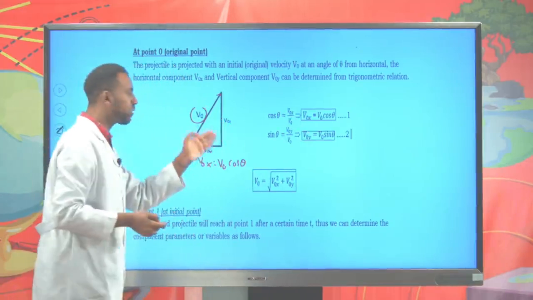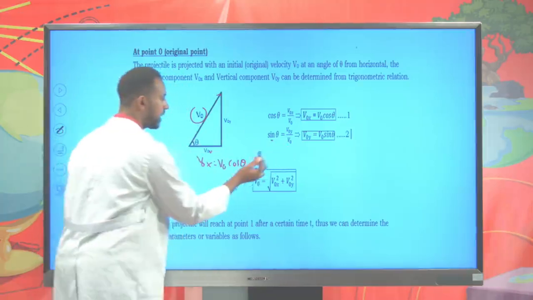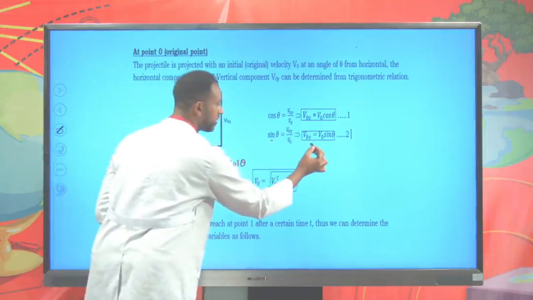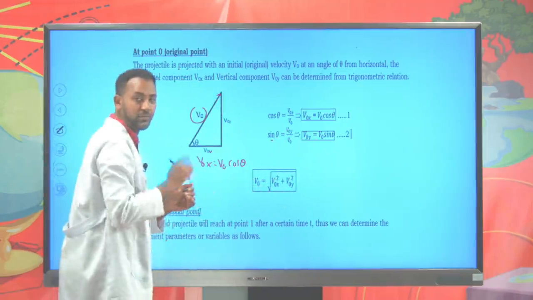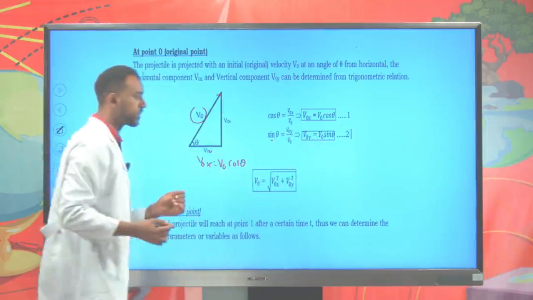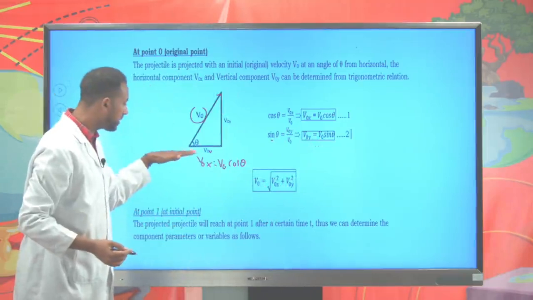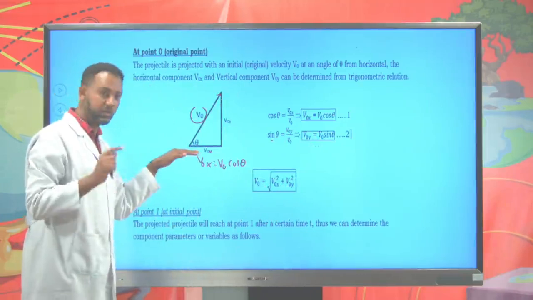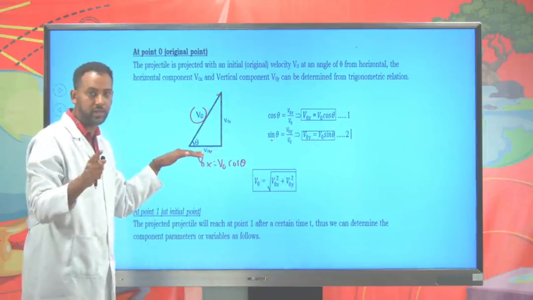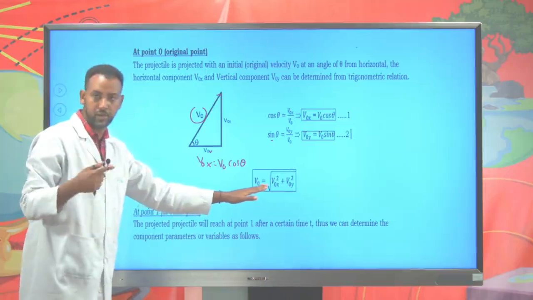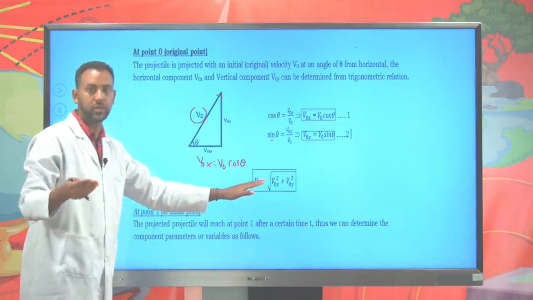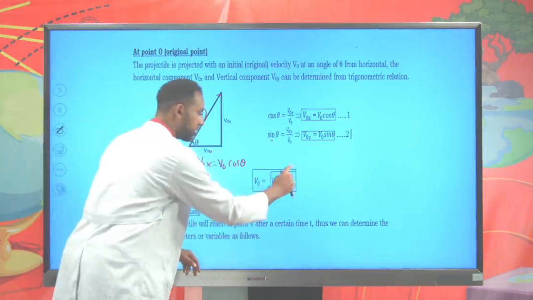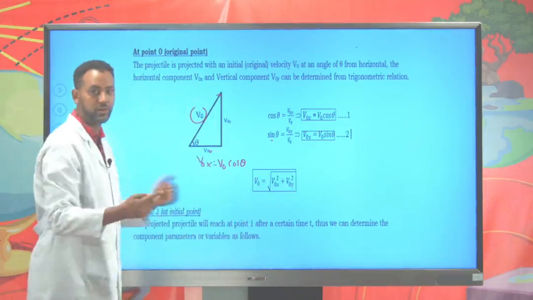And the vertical component of the initial velocity can be determined using sine. We know that sine is opposite over hypotenuse, therefore v0y over v0. When you cross-multiply, you find that the vertical initial velocity component is v0 sine theta. And one thing: the horizontal component and the vertical component are vector quantities, so you should not add them linearly. Rather, you should use the Pythagorean relation, so the square root of v0x squared plus v0y squared gives you v0, the initial velocity.